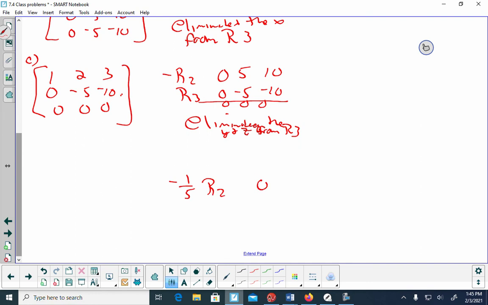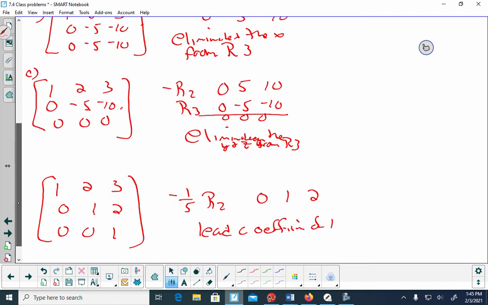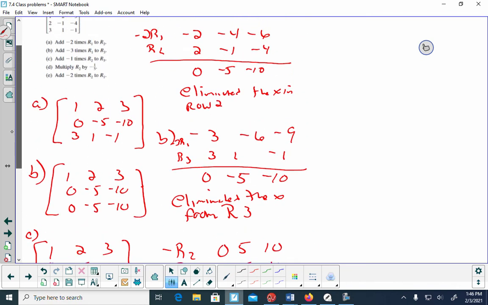So that'll be 0, 1, 2. So I'm going to have 1, 2, 3, 0, 1, 2, 0, 0, 1. And what did that do? That gave me a lead coefficient of 1. Remember, lead coefficient is the first non-zero entry in a row. So that changed this -5 to a 1. And that's what I want for row echelon form, is I want those lead coefficients to be 1.